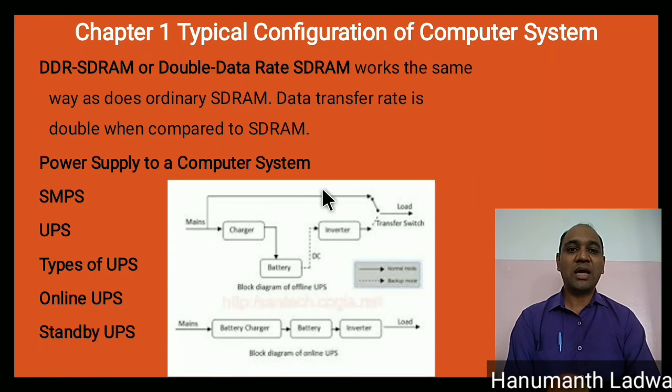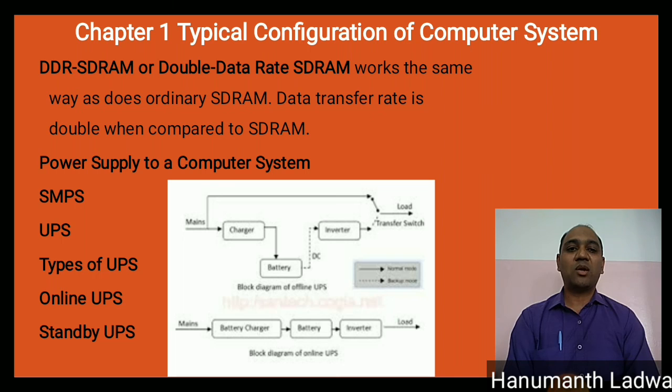Here in the diagram you can clearly see that the top diagram represents the standby UPS. In the event of power failure, the power is supplied to the load through the inverter from the battery. Here you can see the mains is cut off. Once the mains is switched on, then automatically it switches to the mains. The bottom diagram shows that the main power supply is on, the battery is getting charged by the battery charger, and through the inverter the load is getting the power.